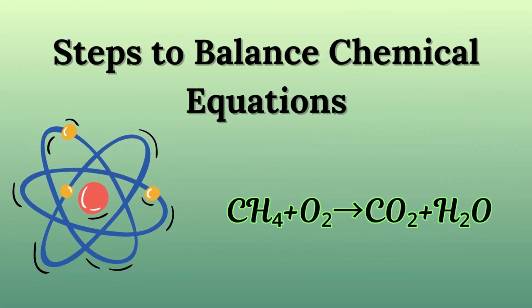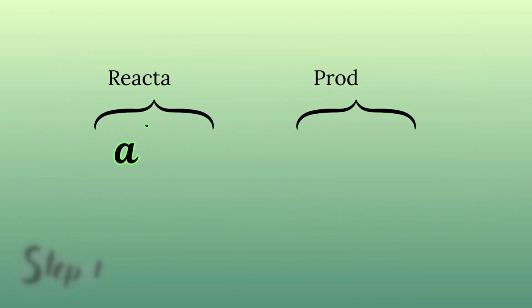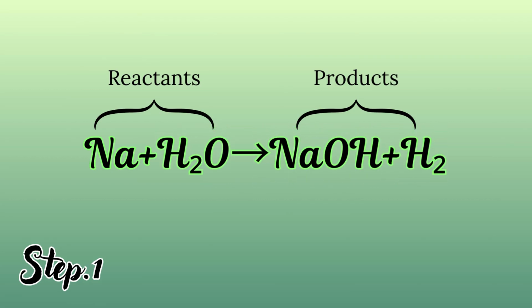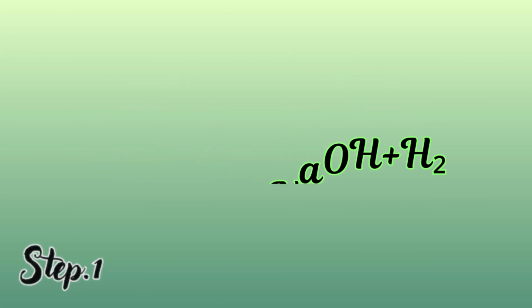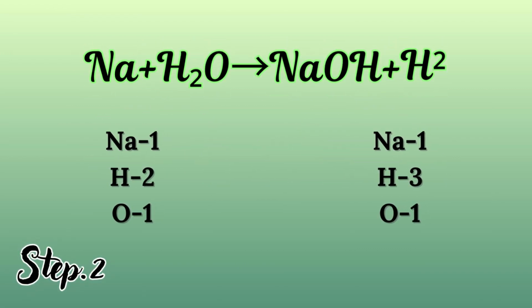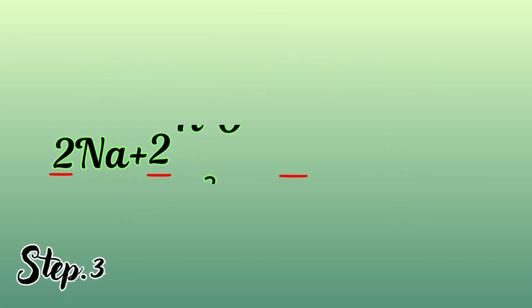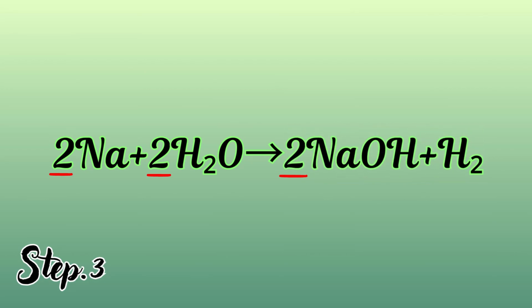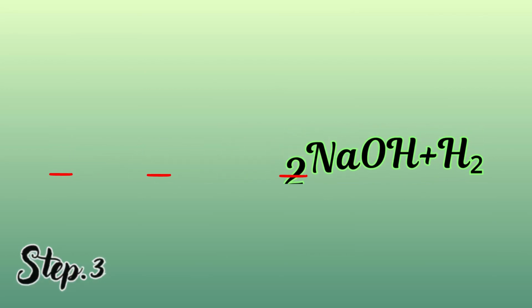Steps to balance chemical equations. To balance a chemical equation, follow these steps. Step number 1. Write the unbalanced equation with the reactants on the left and products on the right. Step number 2. Count the number of atoms of each element on both sides of the equation. Step number 3. Add coefficients, numbers in front of the formulas of reactants or products, to balance the equation.